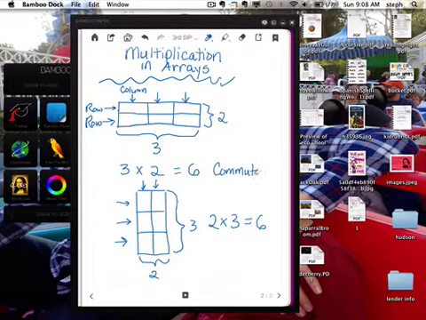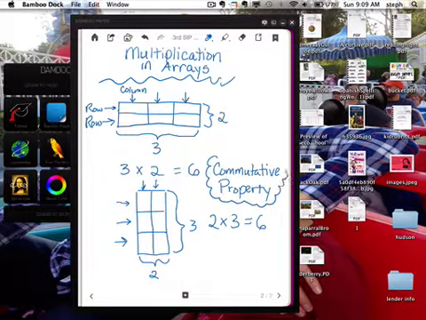Commutative property. Put a little cloud around it. So the commutative property just says that you can flip your numbers in a multiplication problem and it won't change the answer, the product. So 3 times 2 equals 6 and 2 times 3 equals 6. All you're doing is flipping your array, moving it, and it still has the same amount of boxes. We'll do an activity with this in class.